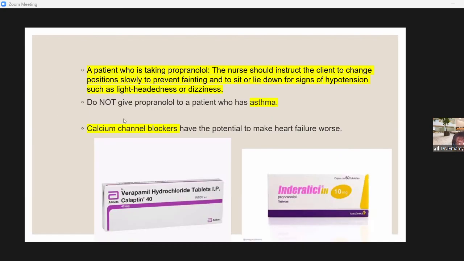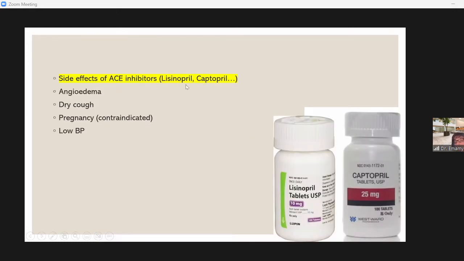Calcium channel blockers like verapamil or diltiazem, you don't give to a patient who has heart failure. If the patient has a history of heart failure, low ejection fraction, you better go with ACE inhibitors like captopril, enalapril, not calcium channel blockers. ACE inhibitors have the suffix -pril: captopril, enalapril, lisinopril.